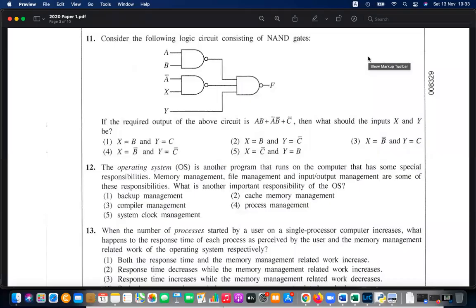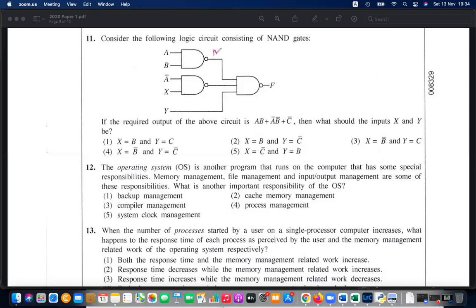Consider the following logic circuit using only NAND gates. If the required output of the above circuit is AB, A0, B, C, then what should the inputs X and Y be? You need AB, A0, B0, and C0. Okay, this is a different question, but still kind of interesting. So you are asking, it needs A and B.